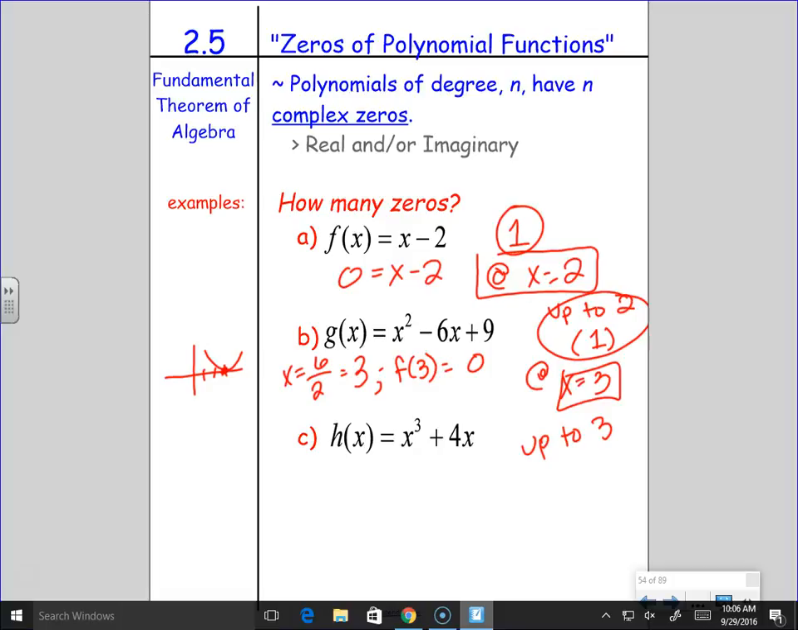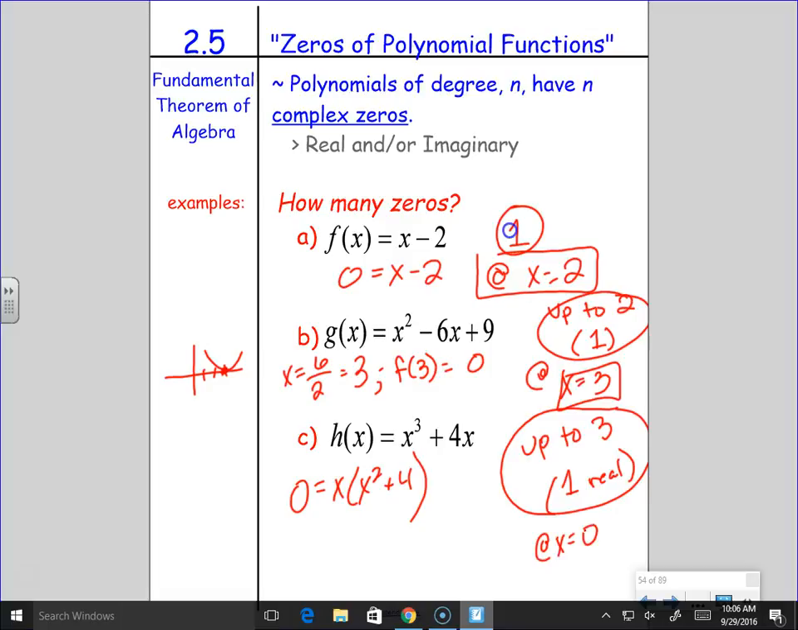How do we know for sure? Well, we could try to figure out something, or factor it if possible. Yay. So set it all equal to 0. Pull out that common x. I have x squared plus 4. How many zeros does it have? It looks like 2. Looks almost like 3. But it only has 1 real one. Why? The one real one is at x equals 0.